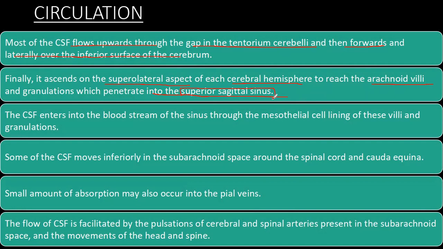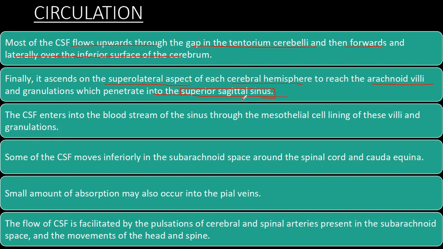And remember, the superior sagittal sinus will eventually form the right transverse sinus, then the right sigmoid sinus, and the right internal jugular vein. That is why the right internal jugular vein is larger than the left, because the left is a continuation of the inferior sagittal sinus.